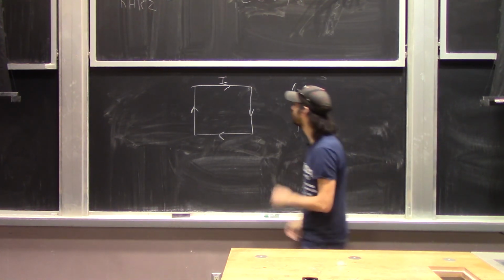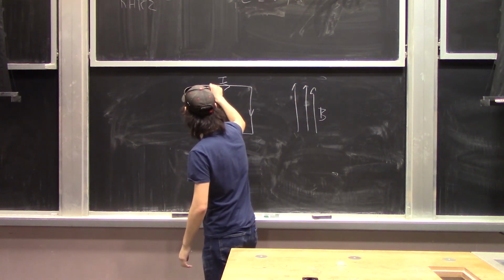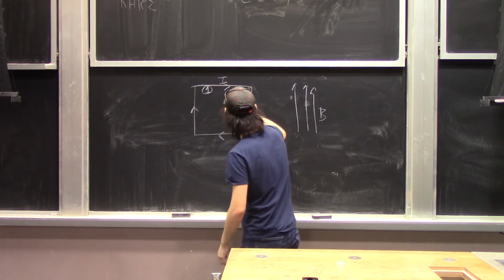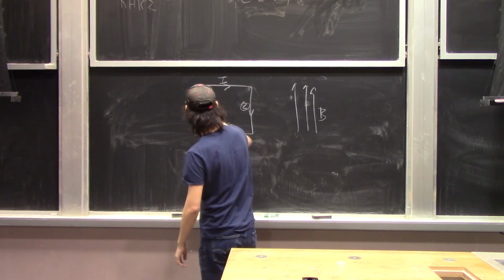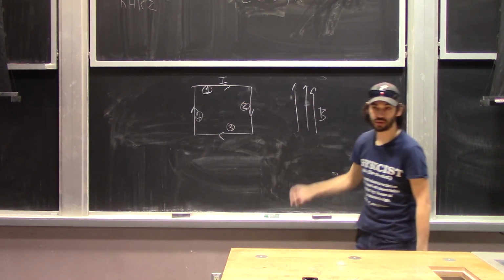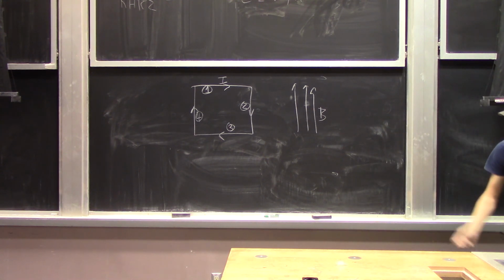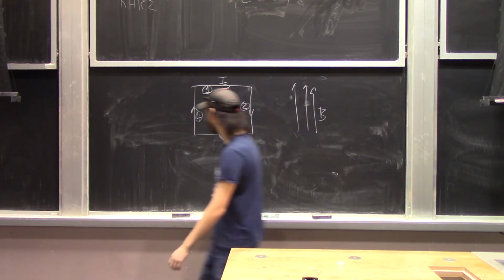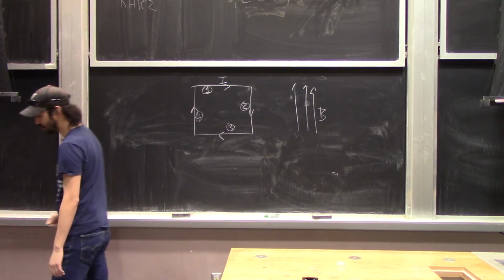And so what that tells us is we need to find what the force is on each individual segment here. So I'm going to label all of these. So we need to find what the force is on 1, 2, 3, and 4. And then we can add all those up to find what the net force is going to be.